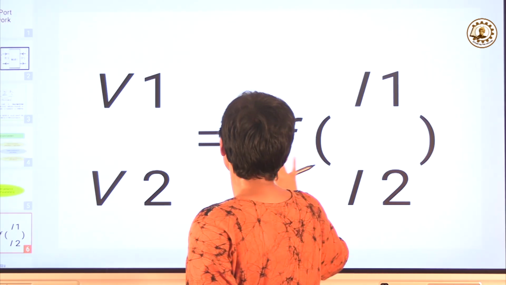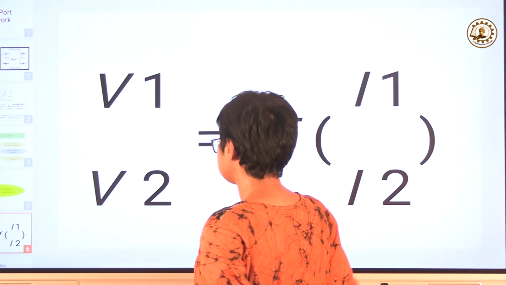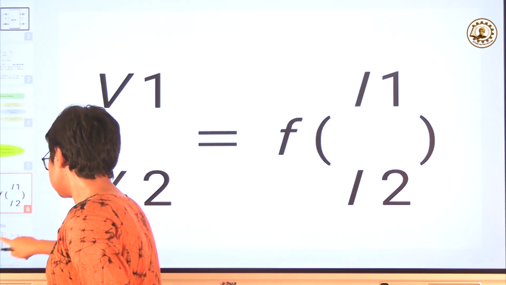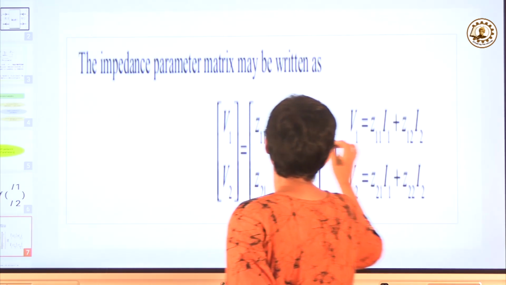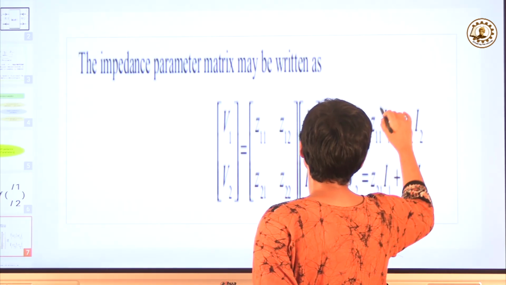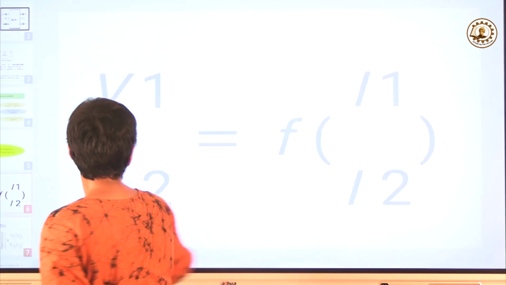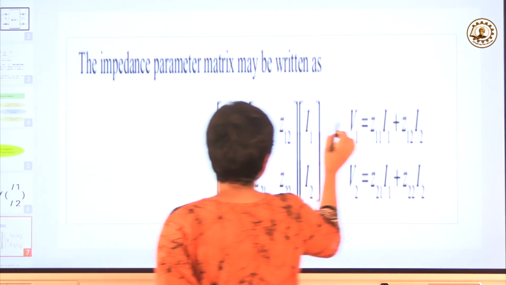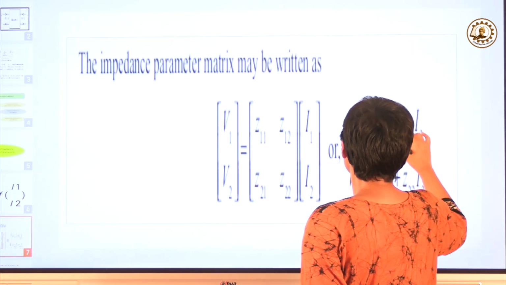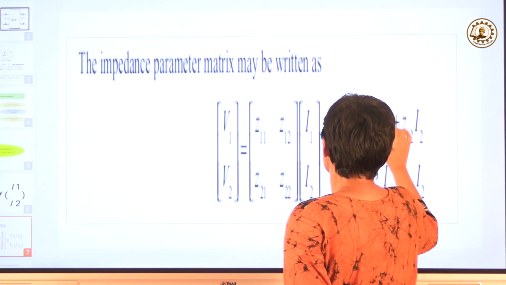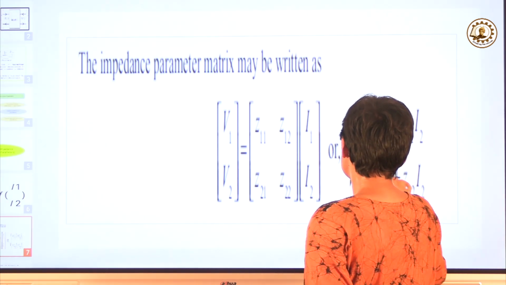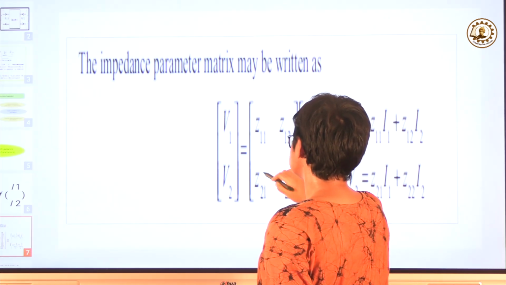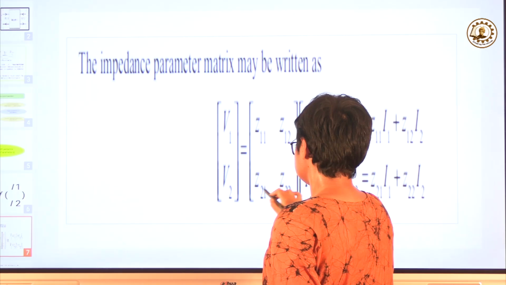So if the voltages are dependent on current, then there will be some relation to it. So we can write this relation as V1 equals some constant into I1, as V1 is dependent both on I1 and I2. Therefore we can write V1 equals some constant into I1 plus some constant into I2. So similarly, we can write V2 equals some constant into I1 plus some constant into I2. Now these constant terms are nothing but the Z parameters, Z11, Z12, Z21, Z22.